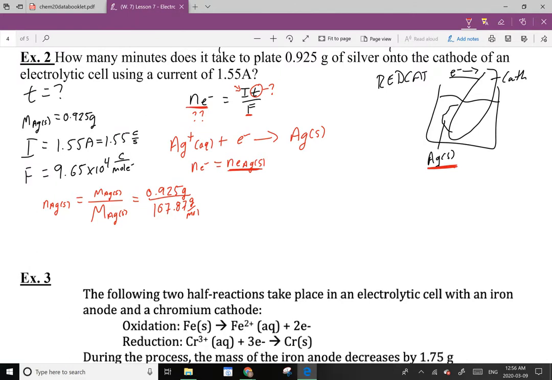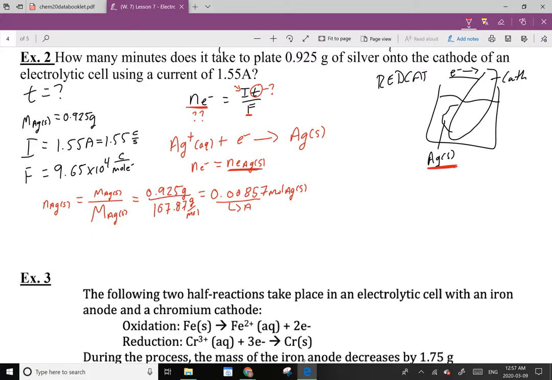107.87 grams per mole. Okay, there we go. So 107.87 grams per mole, and that's going to give us the number of moles. So that equals a very small number, 0.00857 moles of silver solid. Okay, now we want to store this value because, again, we don't want to use any rounded values. So store that value as A in your calculator.